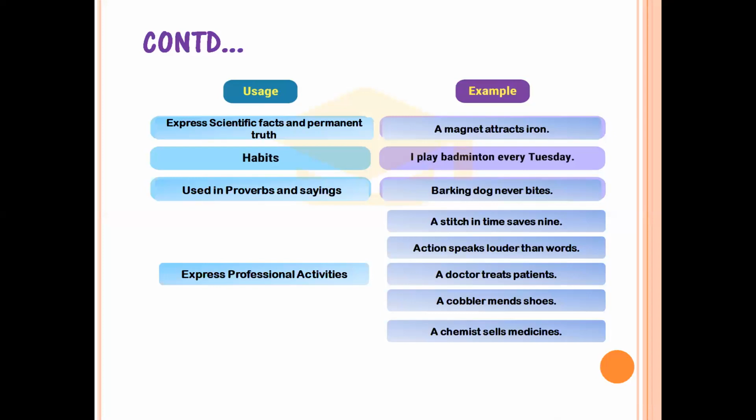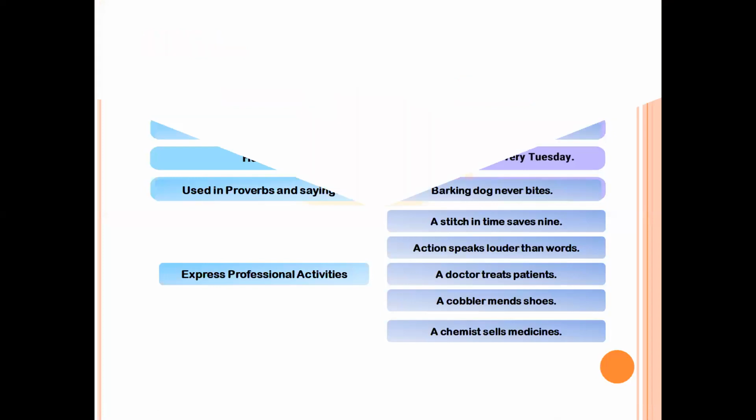For example, a doctor treats patients, a cobbler mends shoes, a chemist sells medicines. So these all are part of their profession. This is something which is unchanged, right? So that is why it will also be represented in simple present tense.